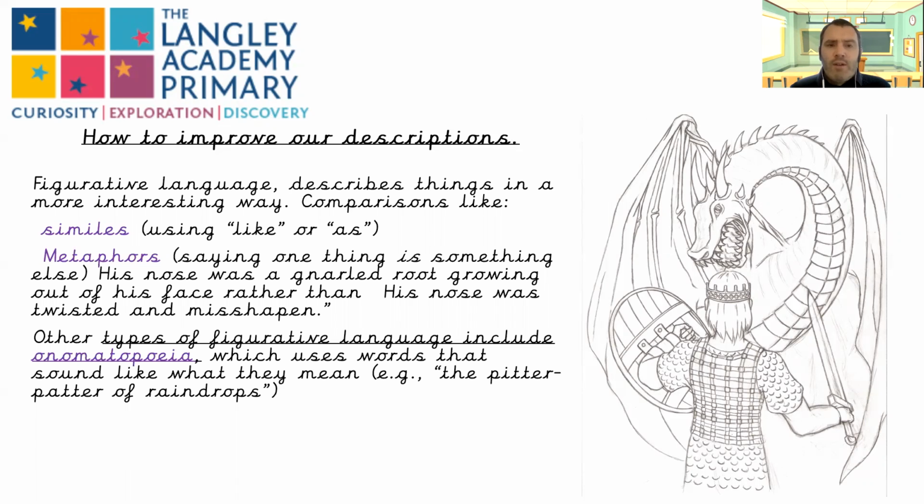The other types of figurative language, you've got onomatopoeia, which uses words that sound like what they mean. For example, the pitter-patter of raindrops, the crackle of fire from the dragon's mouth, the rustle of the wings as he's stretched. They've got the ideas here. The ping of the knight's armor, the clank of the sword against the dragon's teeth, the thump of the shield as the wings strike it. So we can build these onomatopoeia into our writing. This is what we're looking for.